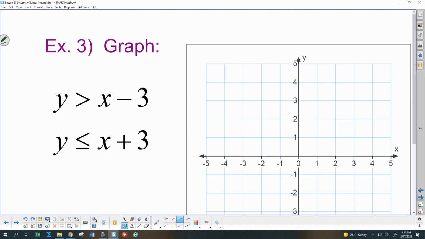Okay, one last one. If those were equal signs in there, could you tell me anything about those two lines before we even start to graph them? Because those equations look an awful lot alike. Leah, what are you thinking? Looks to me like they're going to be parallel. What are both slopes?